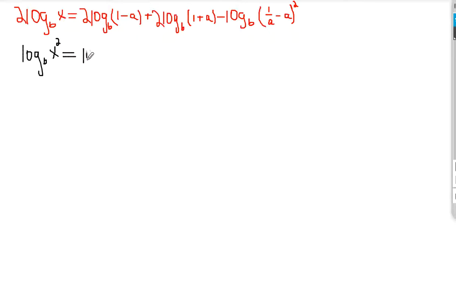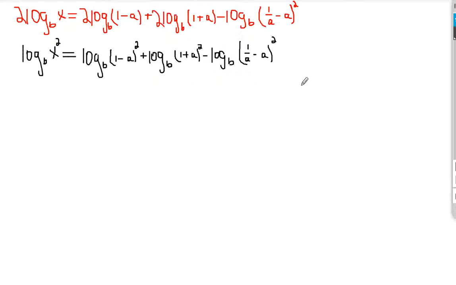So I'm going to rewrite all of them, putting the coefficient as an exponent on the power. And you'll see why that will help us. Alright, so log base b of 1 minus a squared plus log base b of 1 plus a squared, minus, I'm not doing anything with this one, I'm just rewriting it.